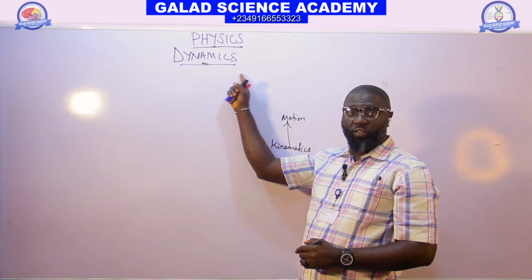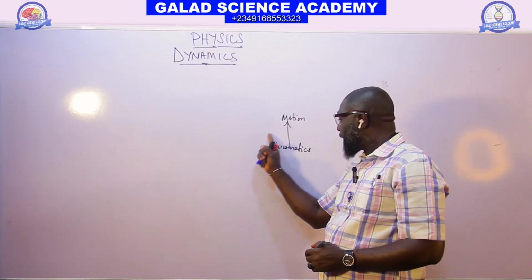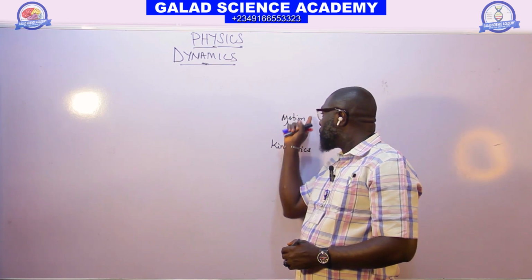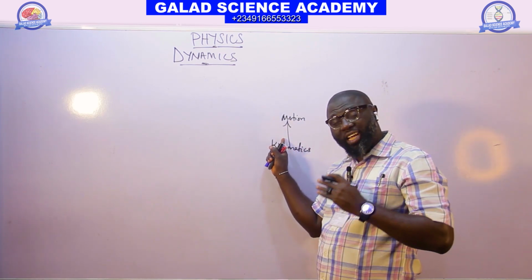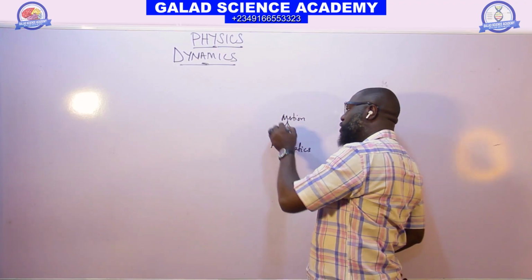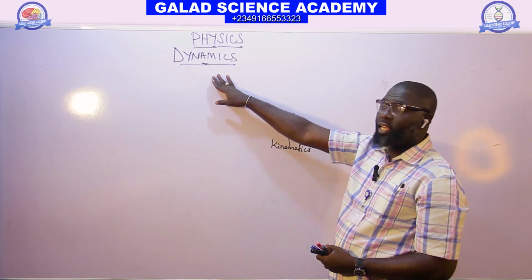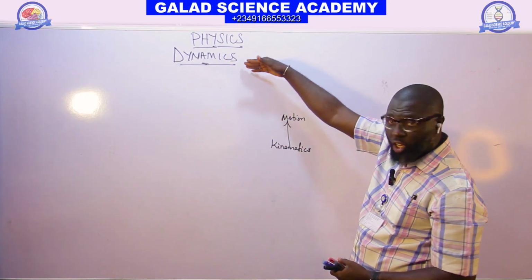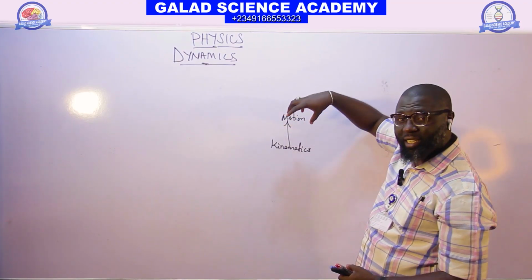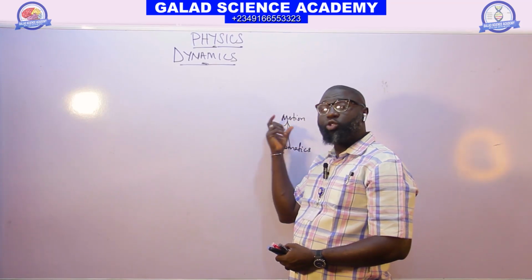The study of motion of an object is kinematics. The study of motion of an object is dynamics. But in kinematics, when we are studying the motion of the object, we are less concerned about the force that makes the body move. But in dynamics, we study the motion of an object and the force that causes the body to be moved.